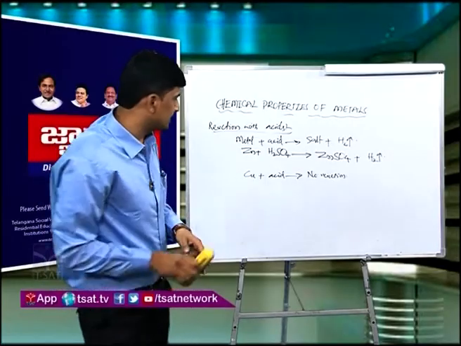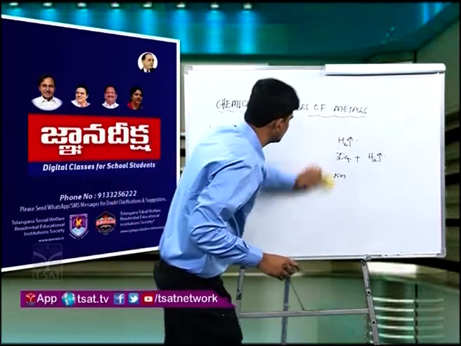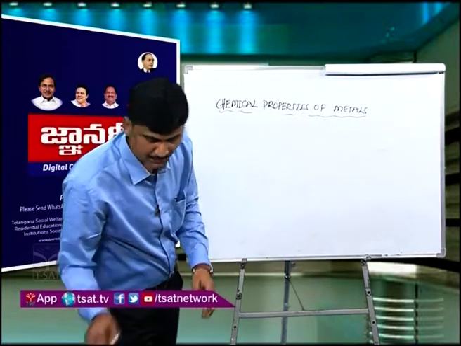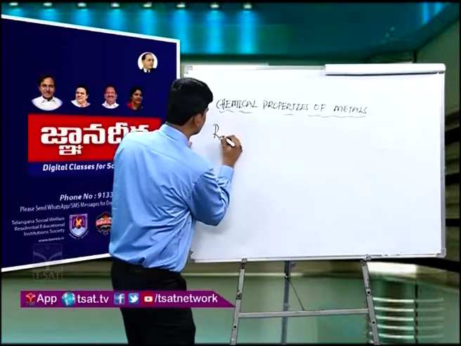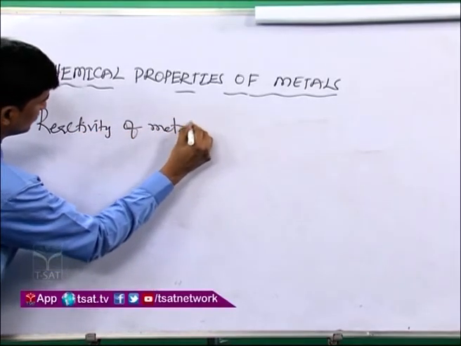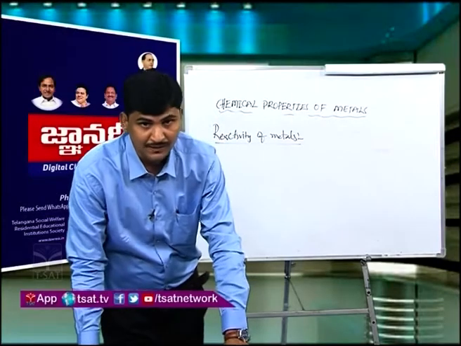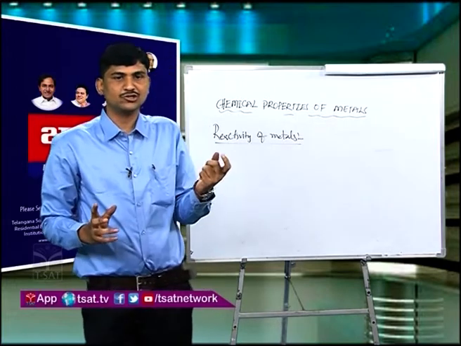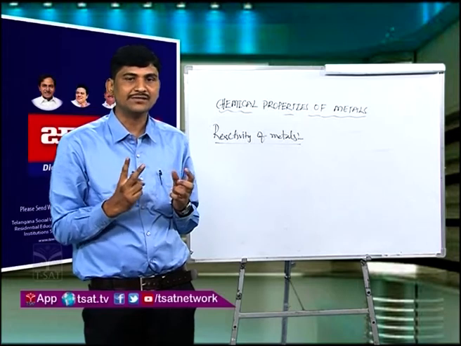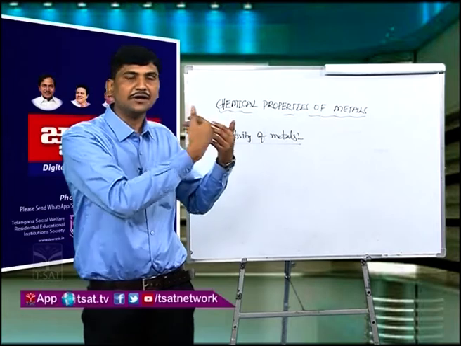Okay, children, the last chemical property of metals we will see: the reactivity of metals. In this slide, you can see one test tube in which we have taken copper sulfate solution, which is blue in color. We have taken 2 iron nails; one we kept aside, and one we dipped into the copper sulfate solution, and we left it undisturbed for some time.